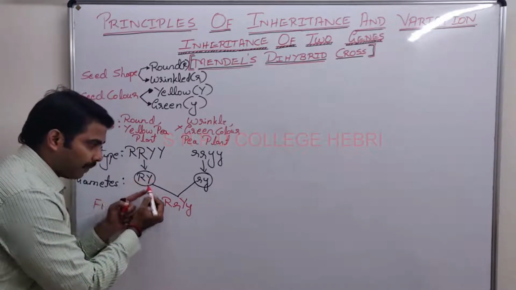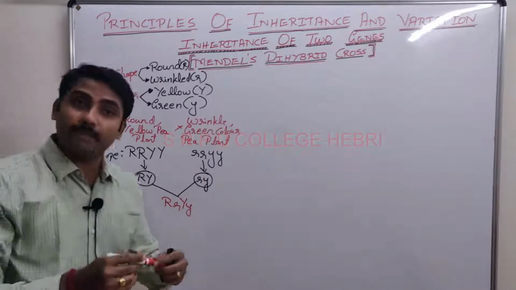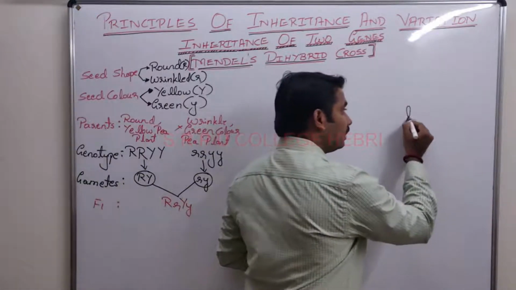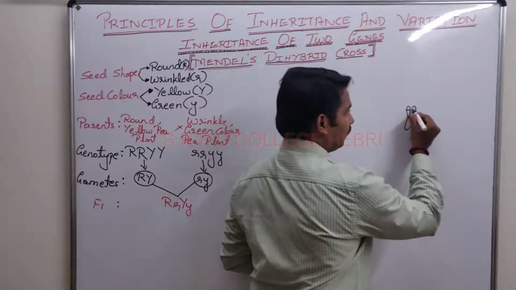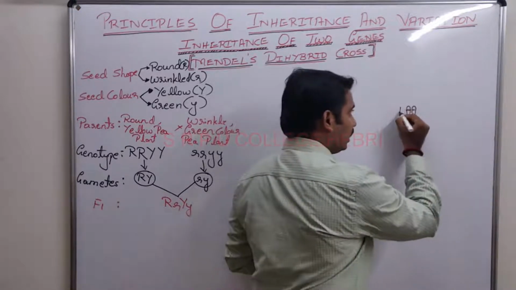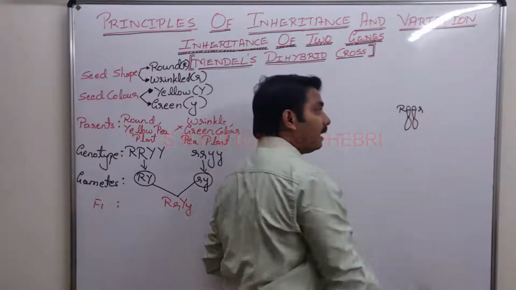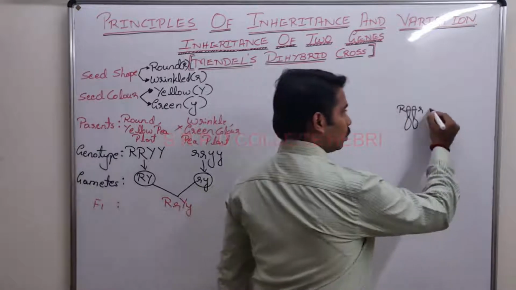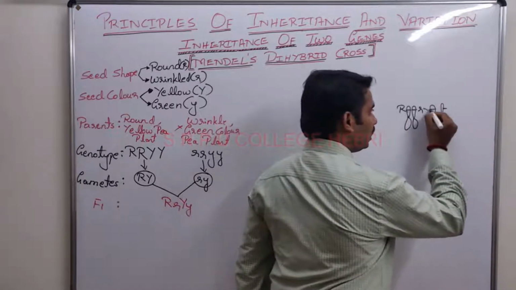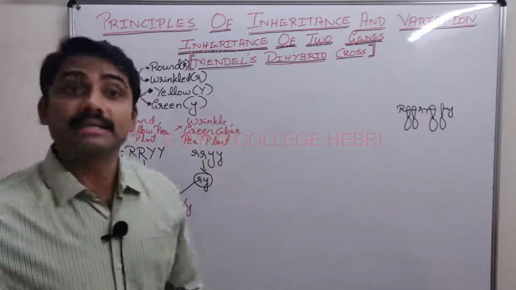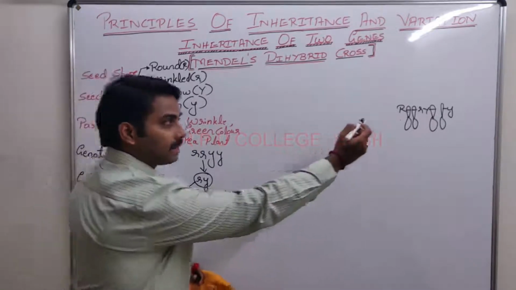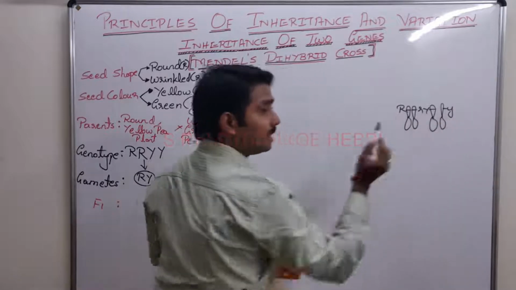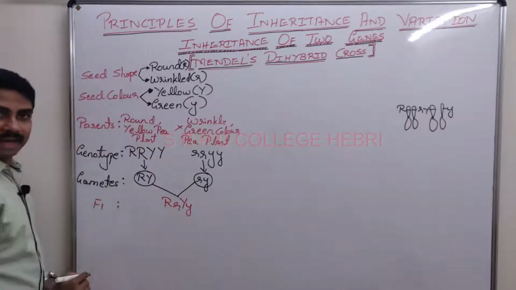Capital R, capital Y, and then small r, small y can be written, right? Because you already know that the alleles of a gene are present at the same locus on a homologous chromosome. The alleles of a gene are present at the same locus. That is the reason why you are writing capital R small r, capital Y small y. Is that clear? Be careful.